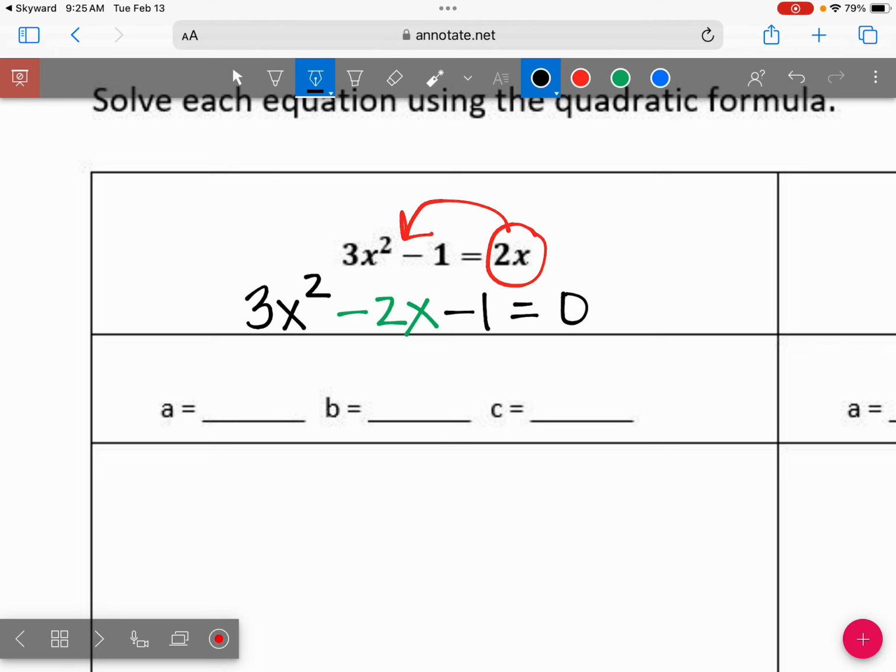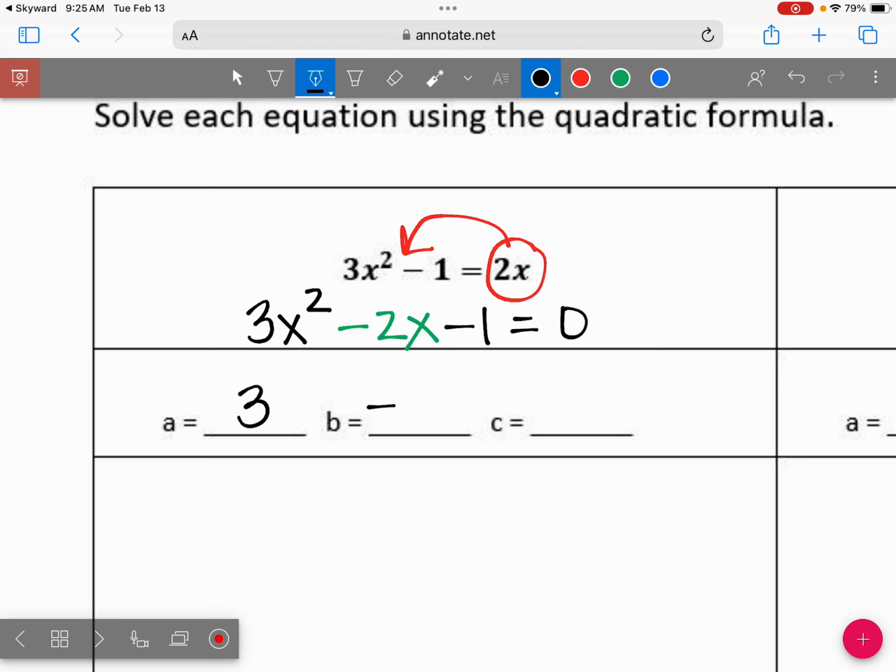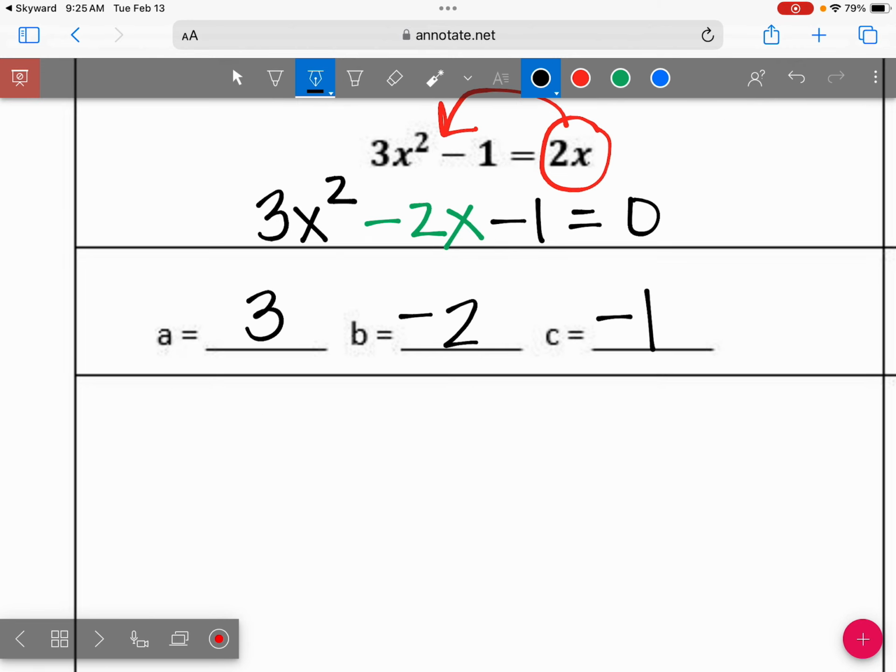So in this example, A is what? 3. What's B? And what's C? All right, so let's do our quadratic formula. Instead of whatever you see here, you're going to start off with the opposite. So I'm not going to start this off with a -2. I'm going to start it off with a +2.